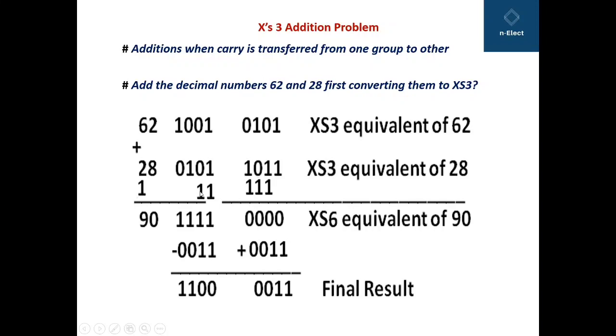Under such circumstances, the carry is transferring from this group to this group, and therefore instead of subtracting 3 from this group, we are adding 3, because the carry is moved from this group to this group. This is the rule. Since the carry is moved from this group to this group, instead of subtracting 3, we will have to add 3 to this group, while the carry is moved to this group, and therefore we are subtracting 3 from this group.